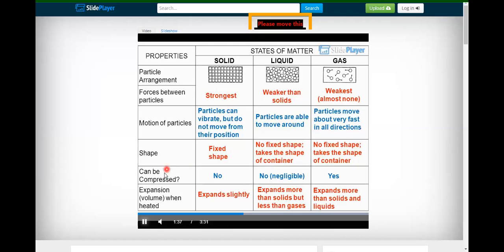So what happens to the shape of the solid? Its shape is fixed. Why? Because the particles are tightly packed. The particles have their own shape. In case of liquid, there is no fixed shape because the particles can move, and hence it takes the shape of a container. This specific phrase, takes the shape of a container, is very easy to explain.